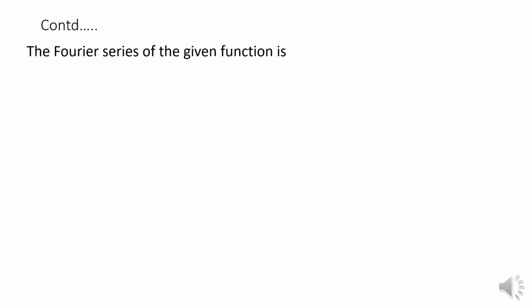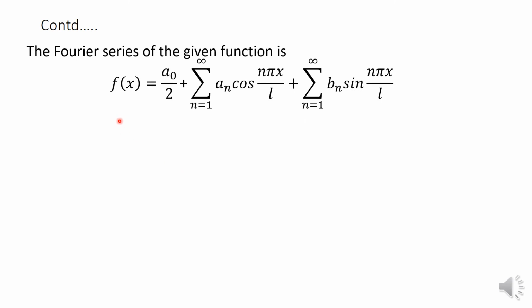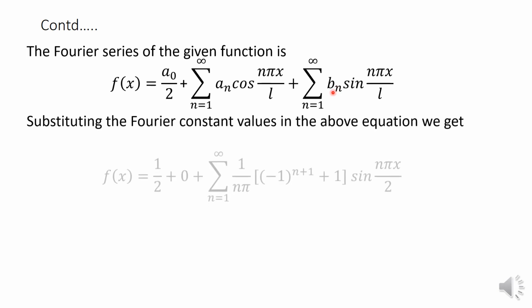Okay, the Fourier series of the given function is, so this is the formula you should remember. f of x is equal to a0 by 2 plus sigma n is equal to 1 to infinity an cos n pi x by l plus sigma n is equal to 1 to infinity bn sin n pi x by l. Substitute the constant values a0, an and bn. Remember, a0 we have determined as 1 and an is 0, therefore this middle term goes off, and bn we have determined as 1 by n pi times minus 1 to the power of n plus 1 plus 1. Substituting those values, we are going to get this.